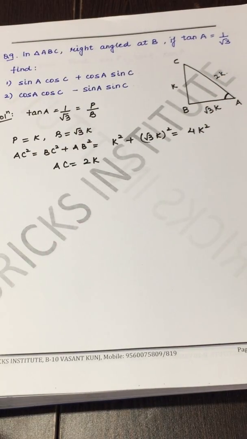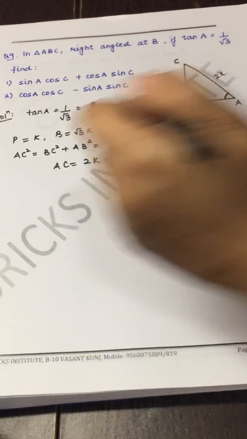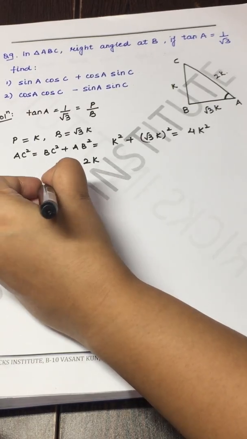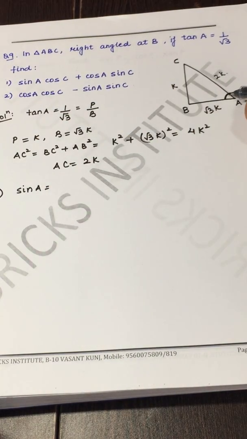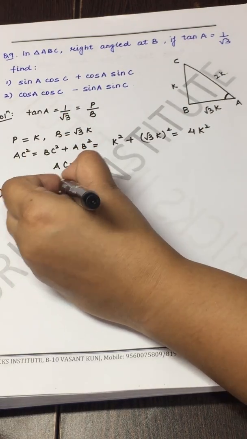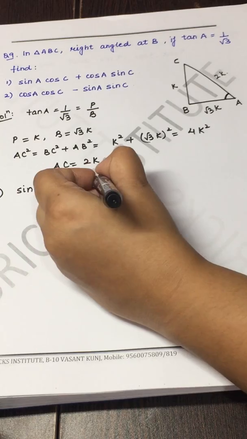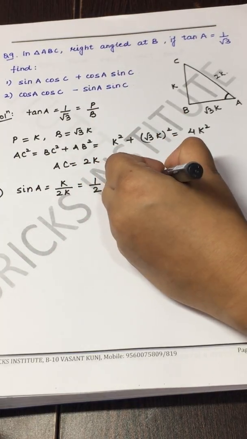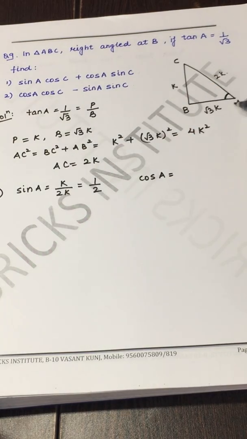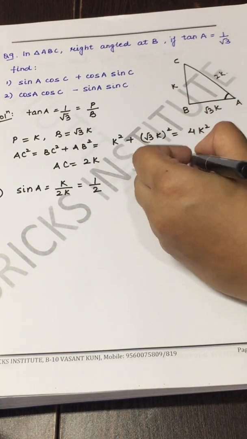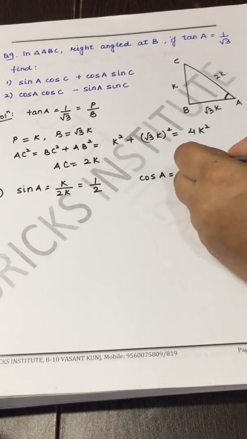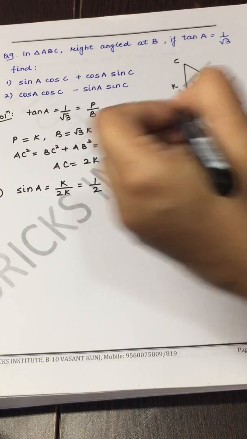So they have asked you to find these specific values. Let's calculate them. We need sine A. So sine A, this is the angle. So perpendicular upon hypotenuse. So k upon 2k, which is equal to half. Let's calculate cos A now, which is base upon hypotenuse. So root 3k upon 2k, which is equal to root 3 by 2.